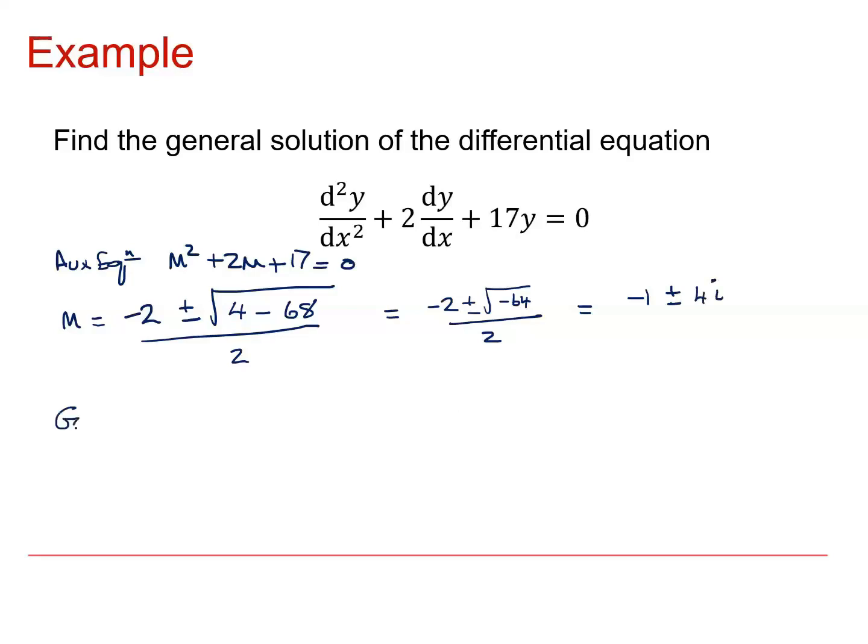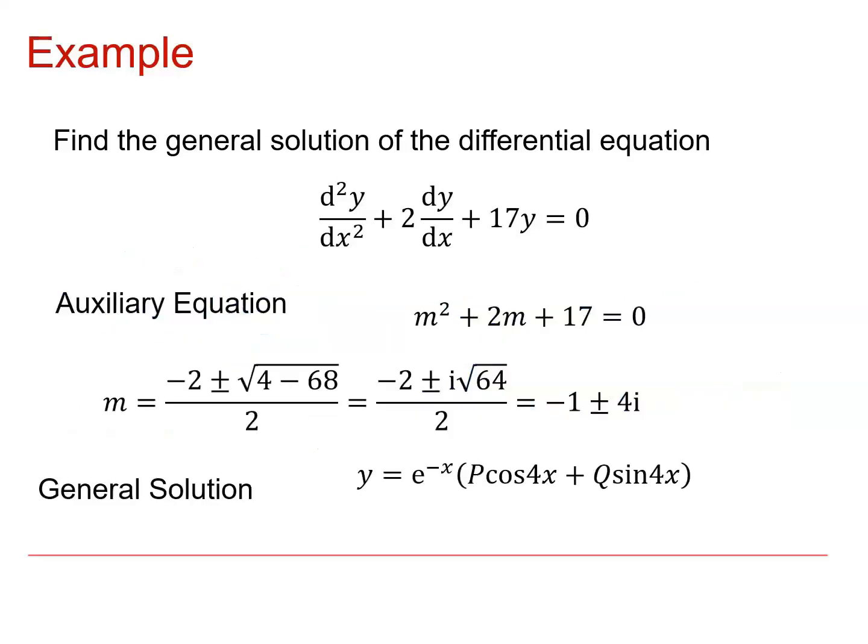So my general solution is going to be y is equal to e to the minus x (P cos 4x plus Q sin 4x). And again, there's that a bit more tidily. There's my auxiliary equation and my roots of the auxiliary equation, and then finally my general solution.